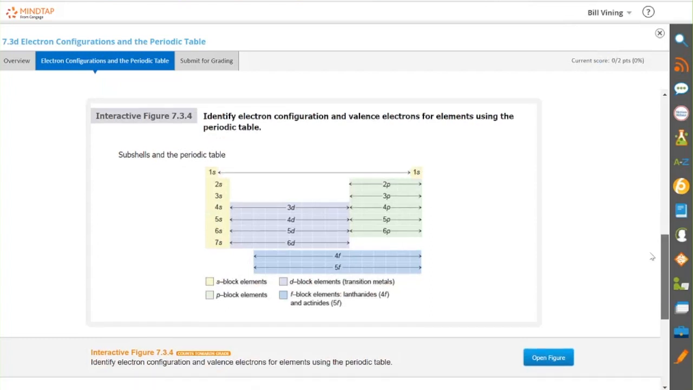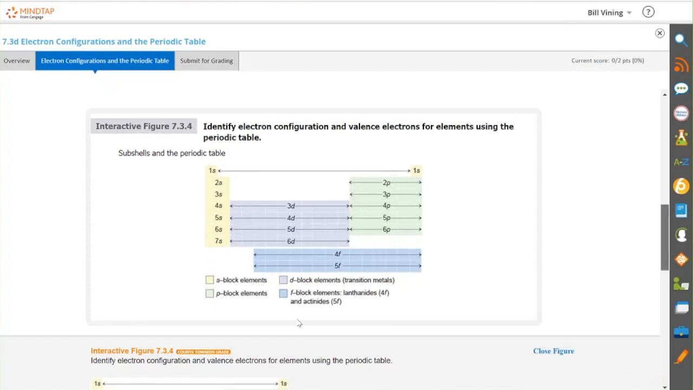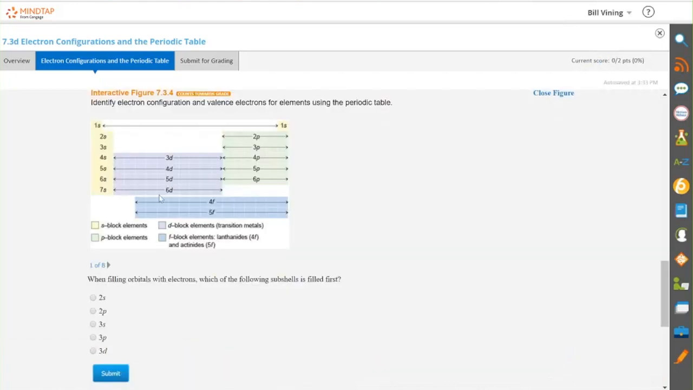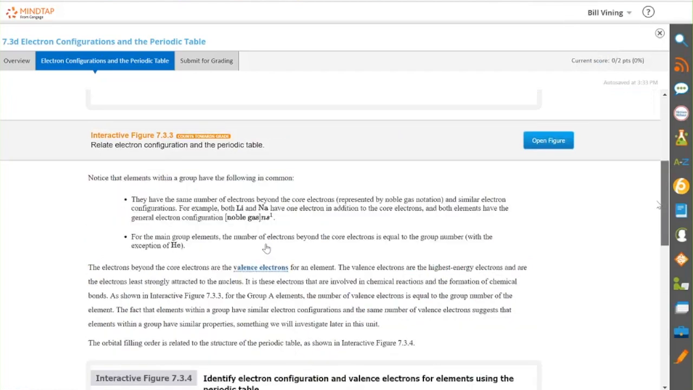You can look at what's happening inside the interactive figures if you're interested. This particular one is a block diagram of the periodic table in which subshells are being filled at different places. So you kind of know what it's about. And so you can do a review of the material that way very easily, or paging through the textbook. The more important thing for you is how to assign things.